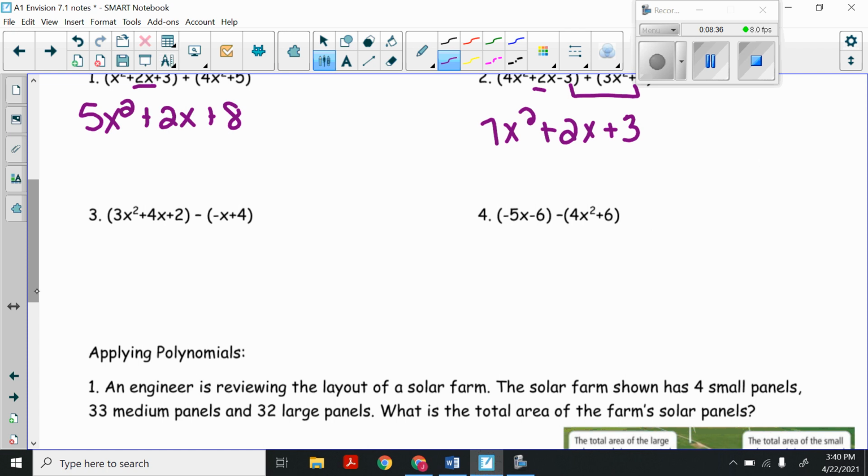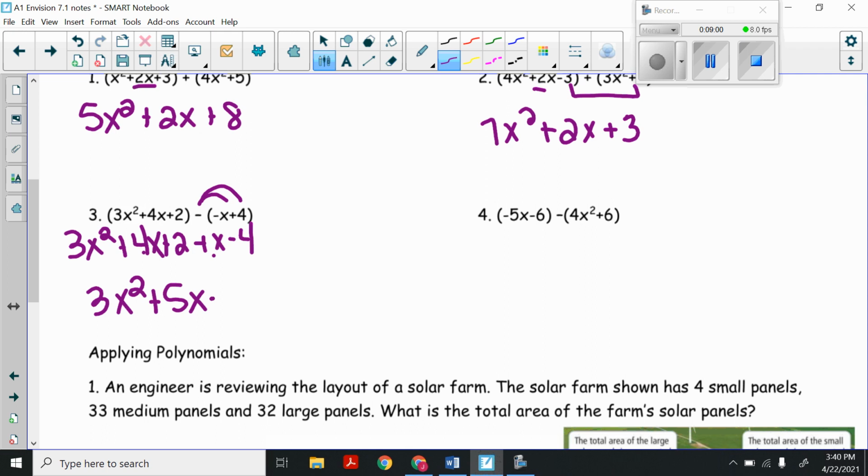Number 3, now we're going to do subtraction. The trick with subtraction, I need to distribute that negative to everything in those parentheses. So really here I have 3x squared plus 4x plus 2 minus a negative x, which turns to plus x minus 4. This is the only x squared I have, so it stays 3x squared. I have a 4x and an x, so plus 5x. I have a 2 and a negative 4, so minus 2.